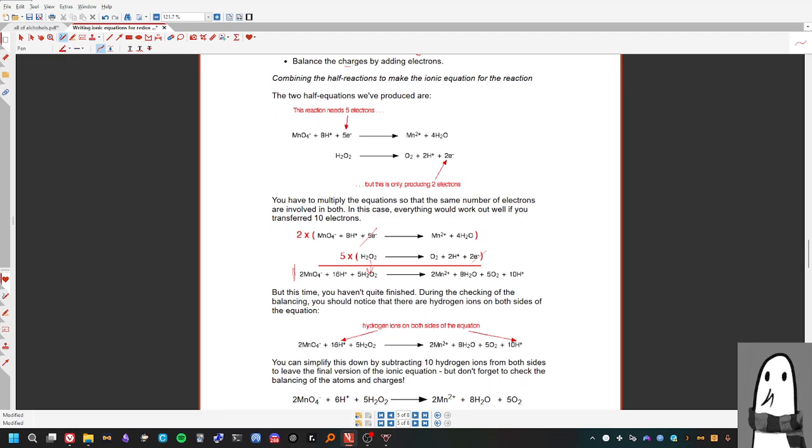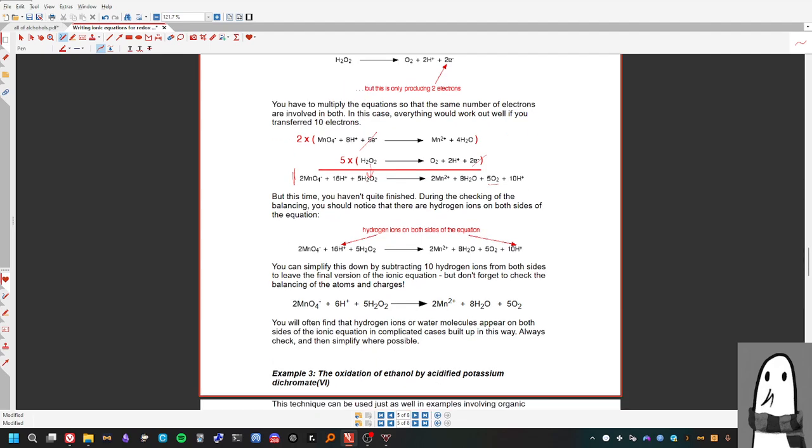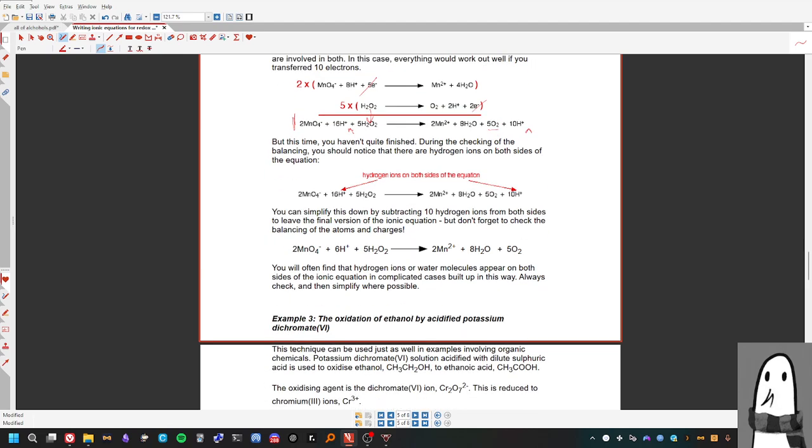then we have 5H2O2 going down straight because H2O2 is not located here, and then we have 5O2, and 5 times 2 is going to be 10H⁺. But we're not quite finished, because during the checking of the balancing you should notice that there are hydrogen ions on both sides of the equation. We have 10 over here and 16 over here. Is there anything else? No, we're good, because there's H2O2 on the left side and H2O on the right side. Now since we have 16 and 10, we can simplify just by subtracting 10 on both sides to get the final version of this equation.